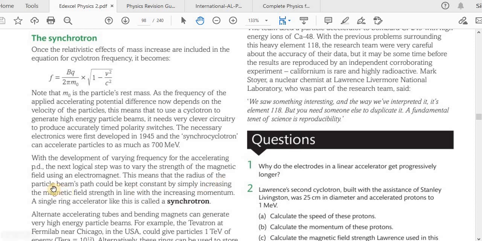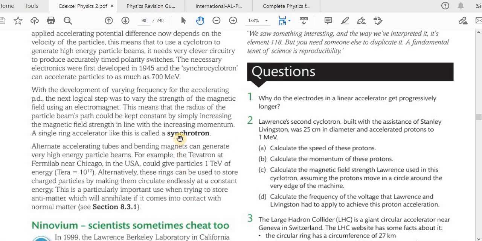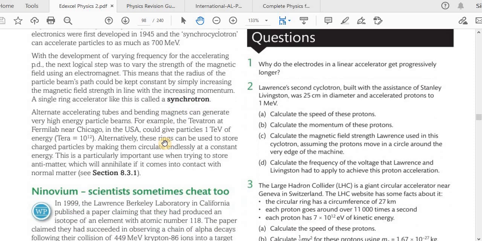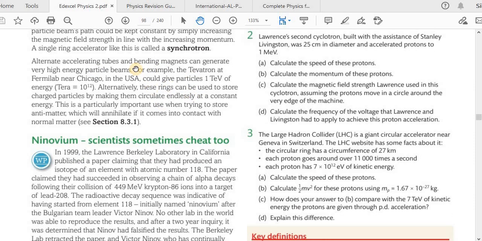So the radius of the particle's beam could be kept constant by simply increasing the magnetic field strength in line with the increasing momentum. A single ring accelerator like this is called a synchrotron. Alternating tubes and bending magnets can generate very high energy particle beams. For example, the Tevatron at Fermilab near Chicago in the USA could give particles 1 tera electron volts of energy. Tera is what? A trillion, 10 to the power 12.